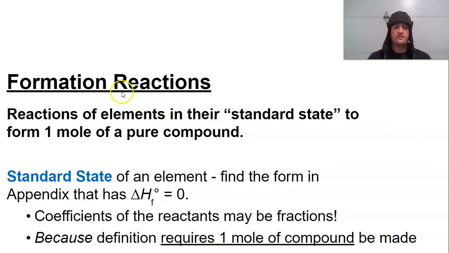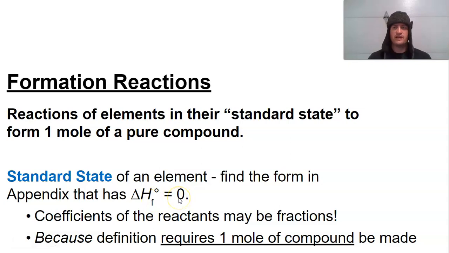So we have reactions where things form. Reactions of their elements in their standard state, meaning how they're normally found, to form 1 mole of a pure compound. Now, for the standard state of an element, it doesn't take any energy to form the element. It naturally exists. The form in the appendix has a heat of formation that's 0.